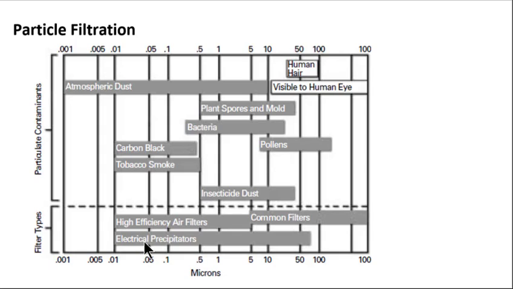Electrical precipitators are more expensive and complex systems, generally more used in commercial and industrial airspace settings.